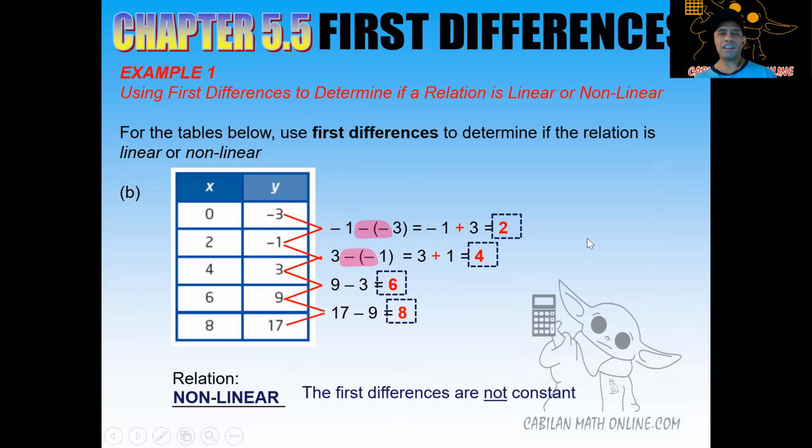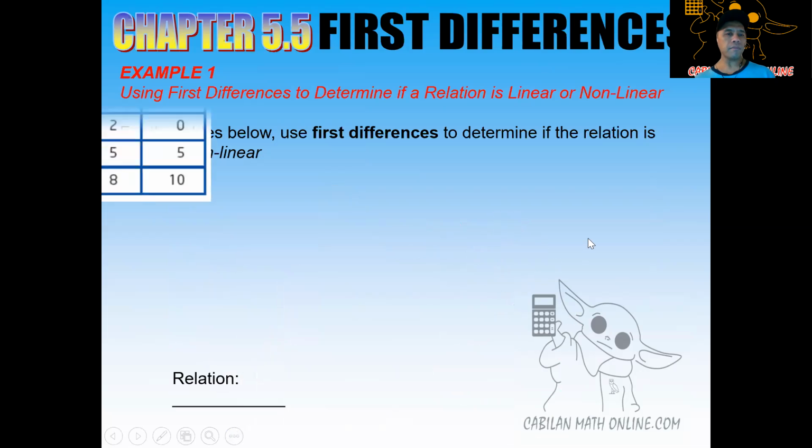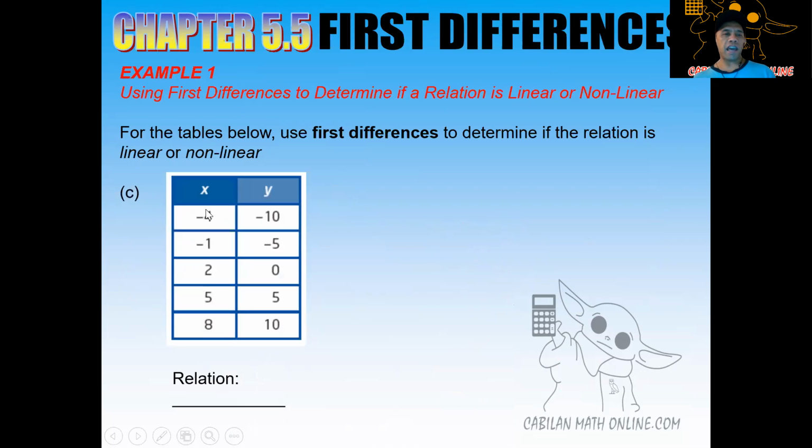All right, let's take a look at the next example here. Double check here for the x values. We have -4, -1, 2, 5, and 8. Just do a quick check here. These numbers here are going up at the same amount. They're all going up by 3.